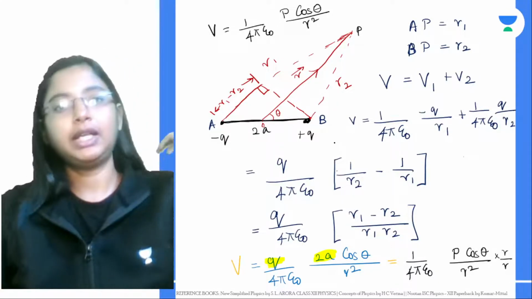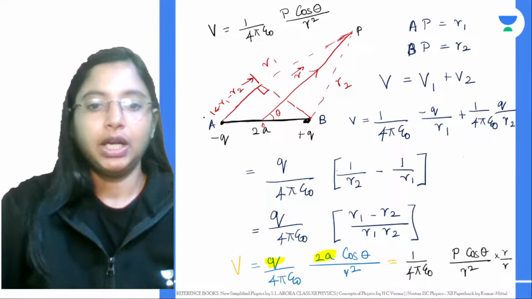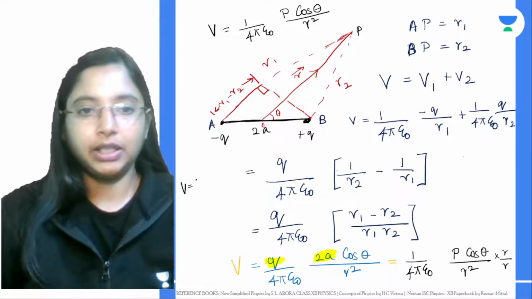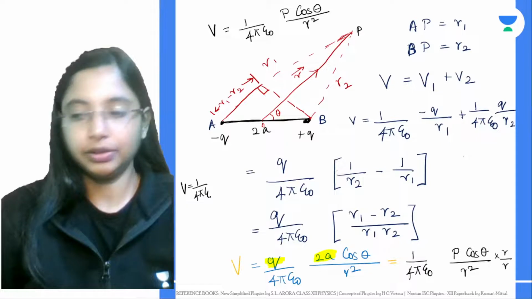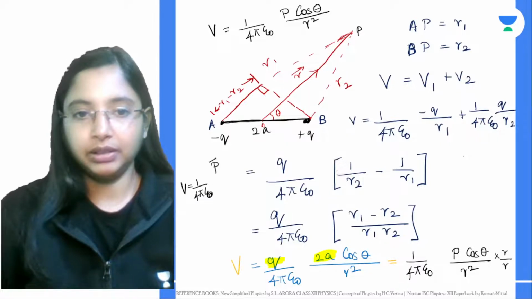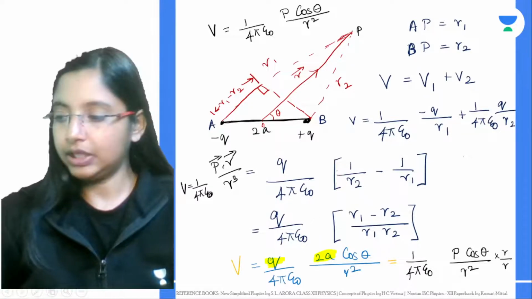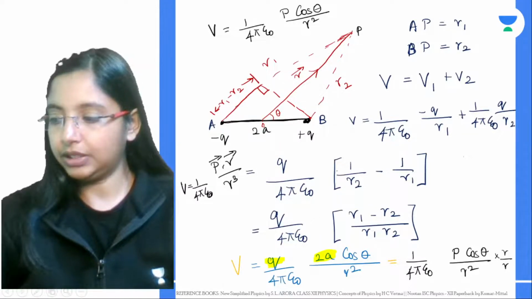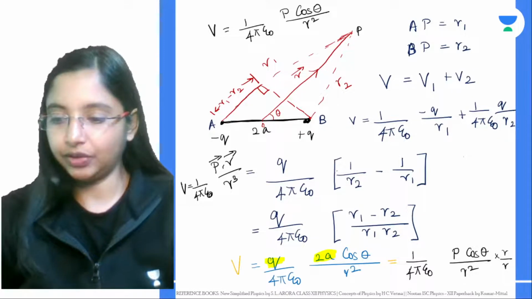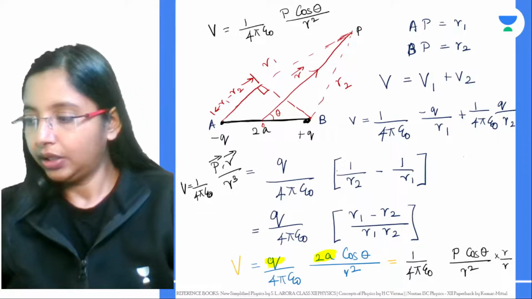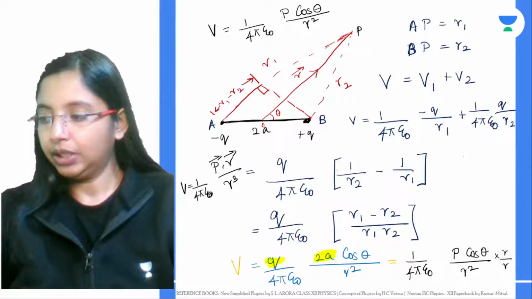In case you want to write it in terms of a vector equation, then it will be 1 by 4 pi epsilon naught, P vector dot R vector divided by R cube. That's the vector equation. This is for the point that lies at any general position.